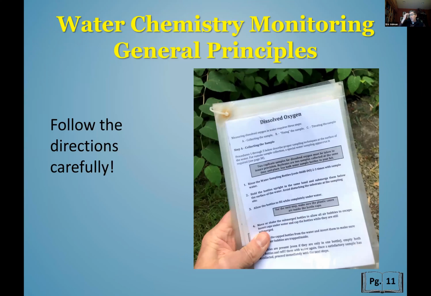There are some basic principles you need to follow when doing water chemistry monitoring, and we'll talk about those first. The first one is simply to have a set of written directions with you and read and follow the steps carefully. If you forget a test or forget a step, your test will not turn out correctly. So one of the basic first principles to keep in mind is, even if you've done this a number of times, remember to follow the directions.